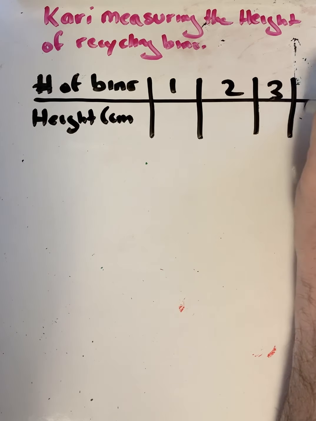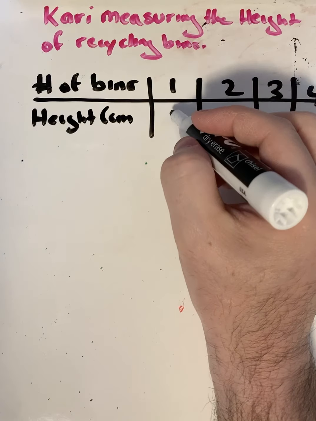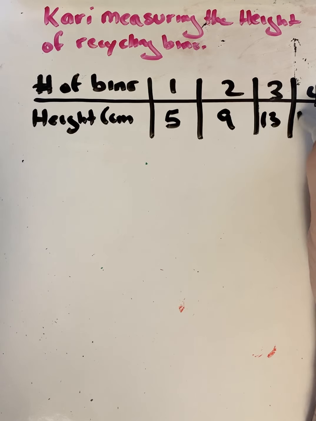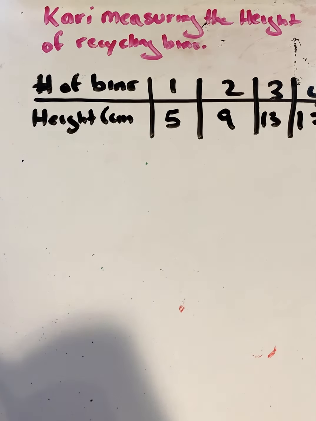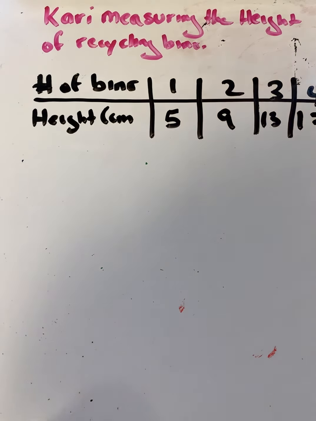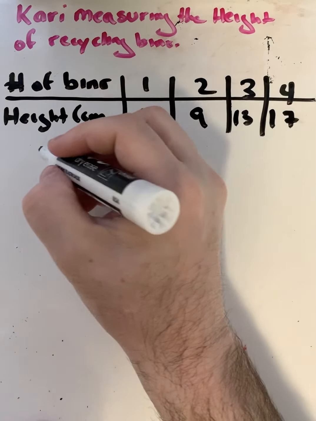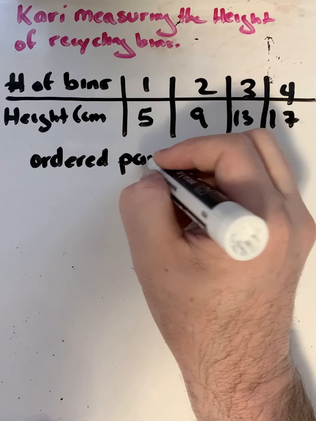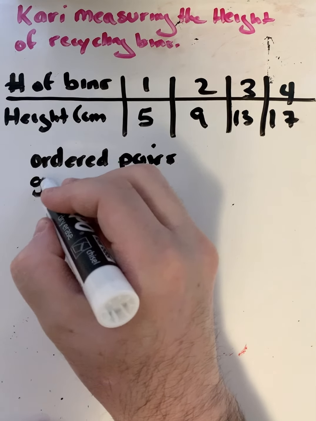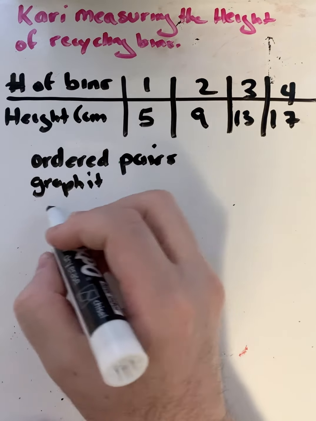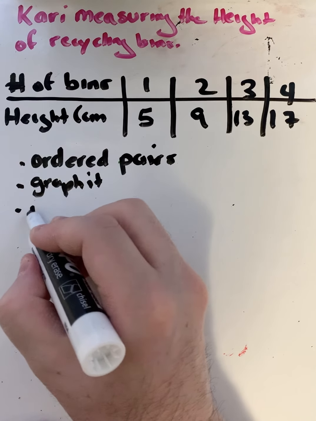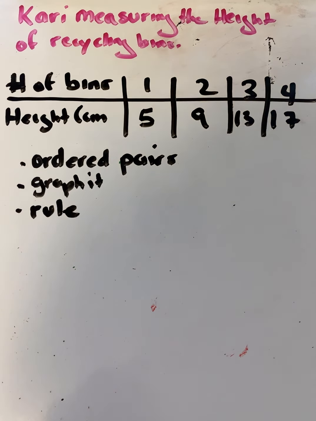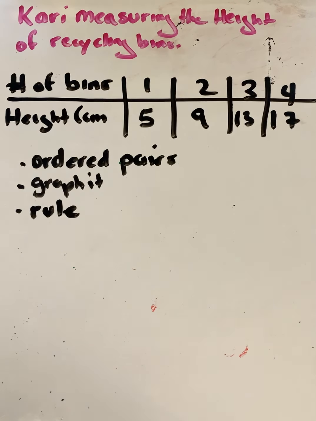So he's found out up to 4 bins stacked, okay? The first one was 5, the second one was 9, the third one was 13, and the fourth one was 17. First thing I want you to do is tell me the ordered pairs. Then I want you to graph it. And then I want you to write me the pattern rule. Okay? And so hit pause, do your best. Let's see what you guys come up with.